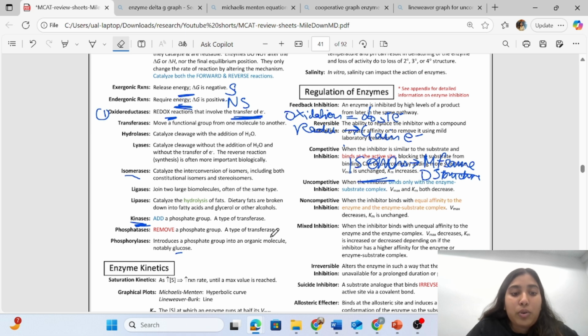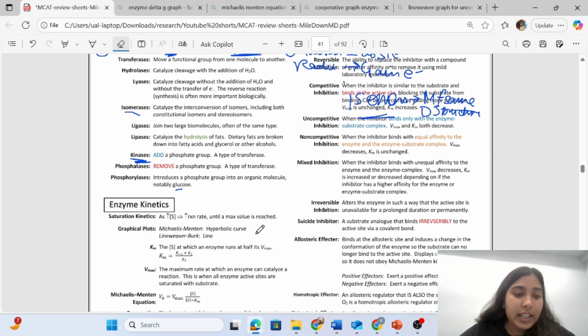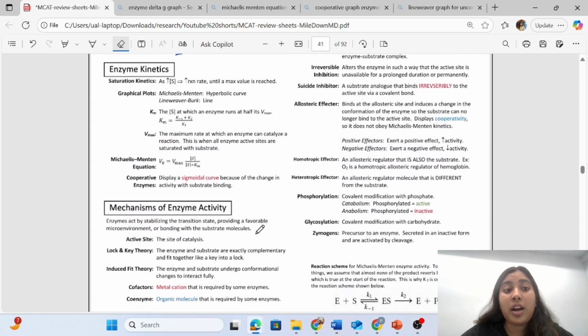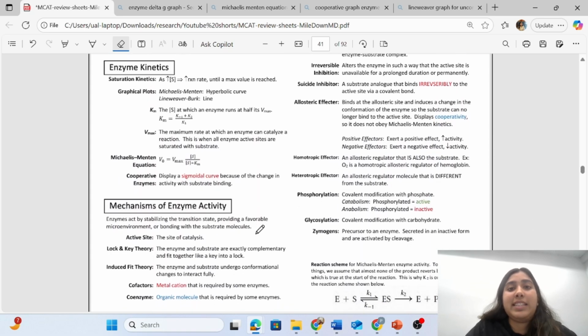Phosphorylases also add a phosphate group, but only to an organic molecule. You will see that mostly in sugars like glucose. Okay, then this is the most high-yield topic of this chapter, enzyme kinetics.